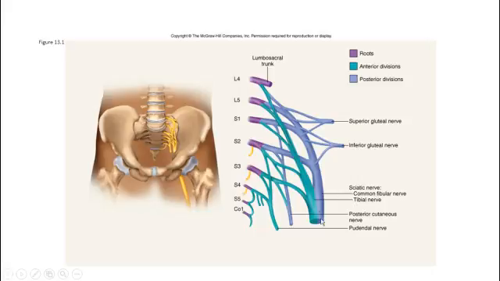And look at how big the sciatic nerve is. That gets combinations from virtually every spinal level. So you have an assignment where I've asked you to look up and find out what spinal levels make up different nerves.